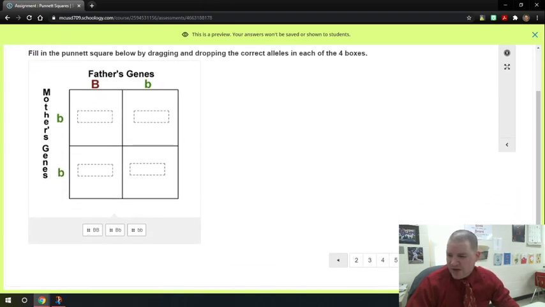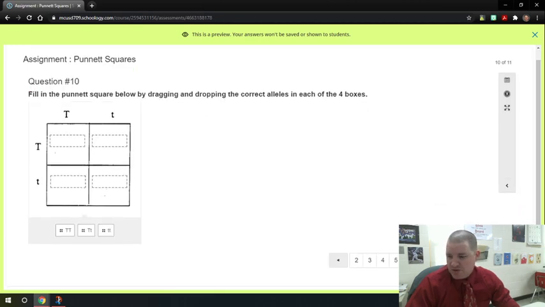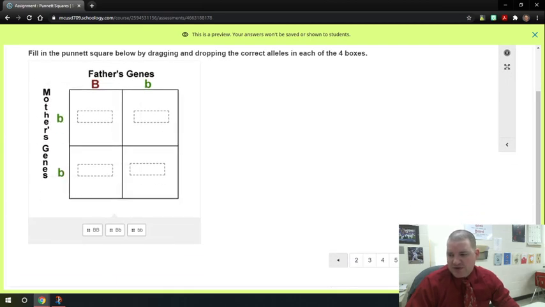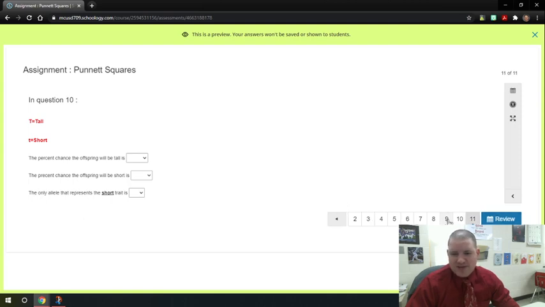You've got a couple of them as we go through, just using some different methods. So there are 3 Punnett square problems at the end for you to answer and then analyze. So that is your assignment.